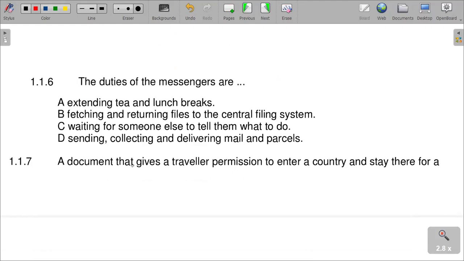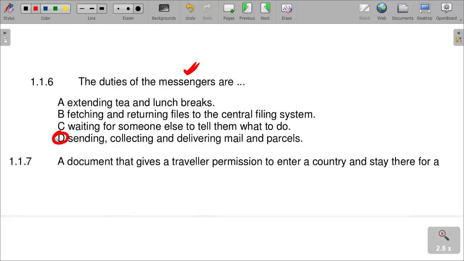Number 6, the duties of the messengers are dash. Extending tea and lunch breaks. What are the duties of the messengers? Messengers are people who work within the organization with regards to communication. They facilitate communication within an organization and between the organization and its stakeholders. So their duty obviously has to do with sending, collecting, and delivering mail and parcels.